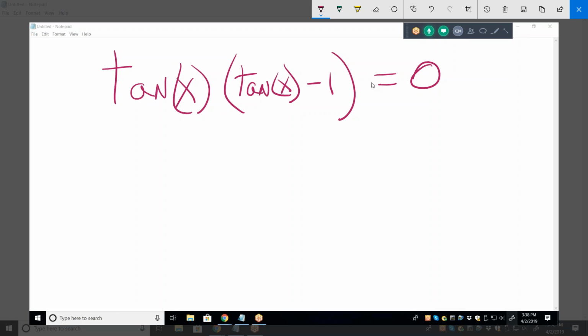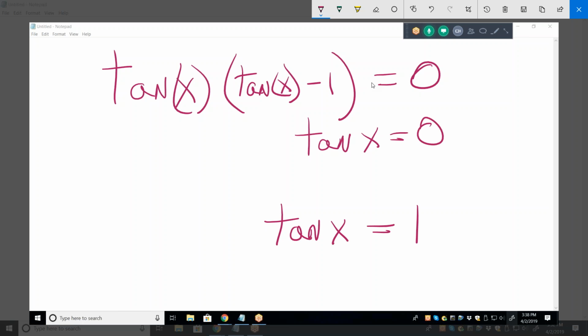Set the tangent of x equal to 0, and for the other factor, the tangent of x minus 1 equals 0, so the tangent of x is equal to 1. That's fine. Yeah, I gave both solutions. Now we have to figure out where those occur. Where is tangent 0? At 0 and 180 degrees.